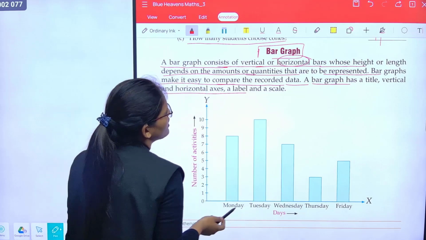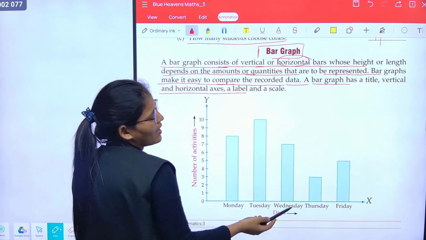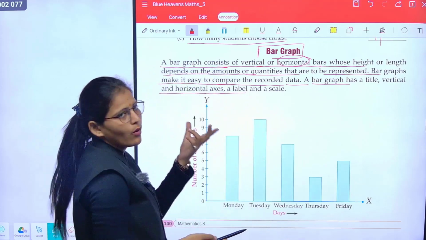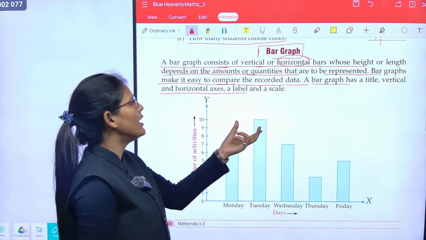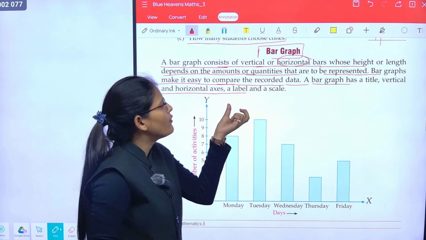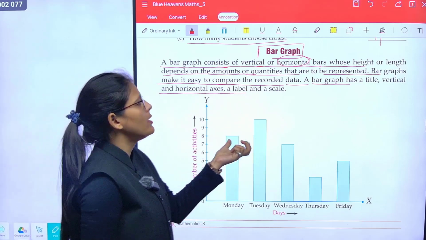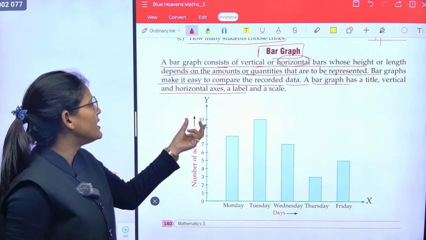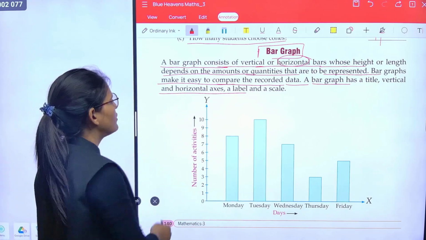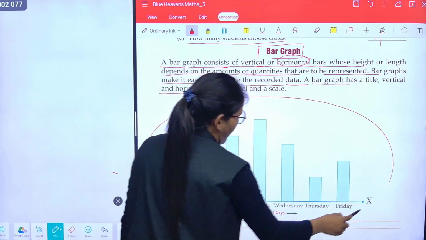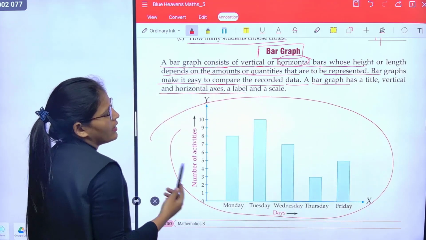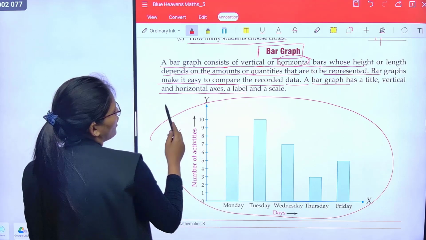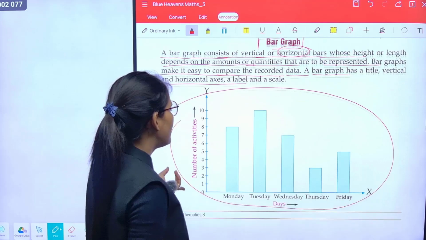A bar graph consists of vertical and horizontal bars, whose height and length depend on the amount and quantity that are to be represented. Bar graphs make it easy to compare the recorded data. A bar graph has a title, vertical and horizontal axis, a label and a scale.